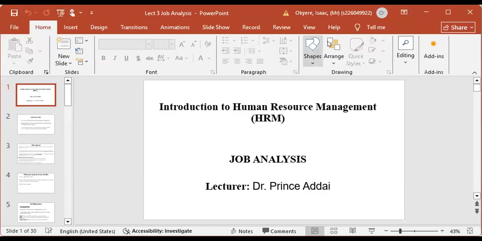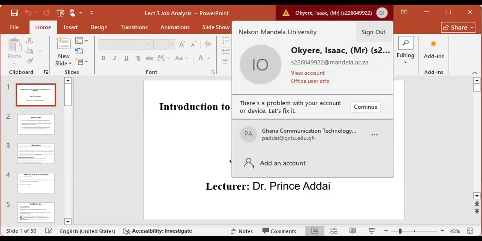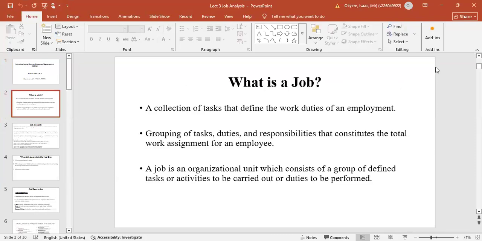Okay, so that is the slide. Can you all see it? Yes, sir. Yes, sir. That job analysis.